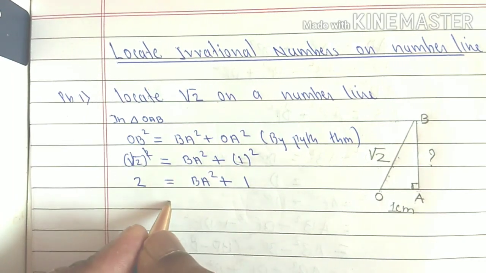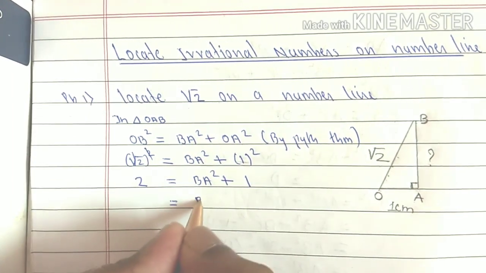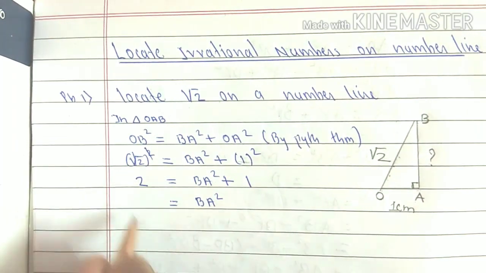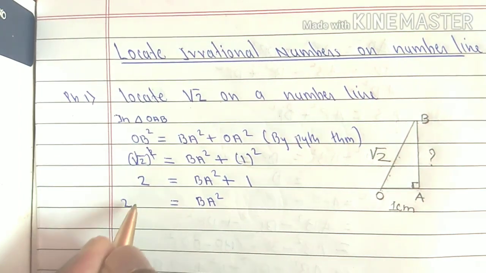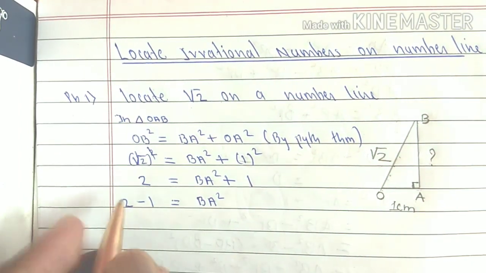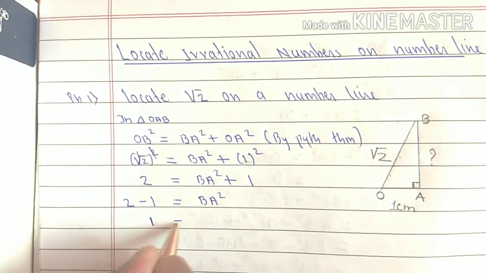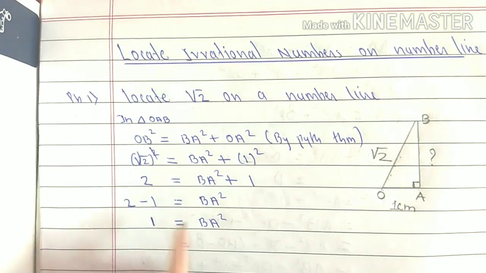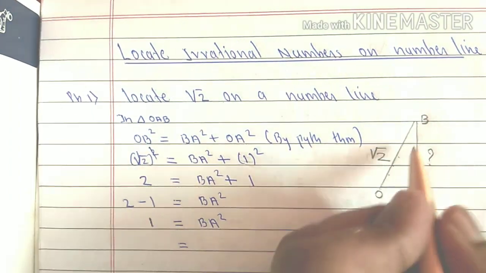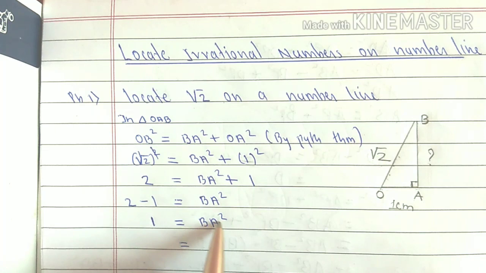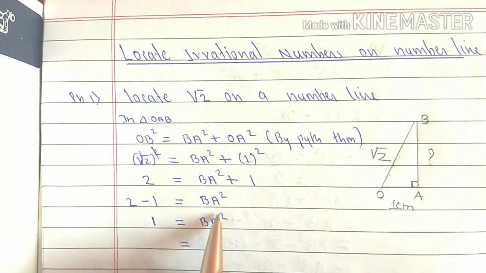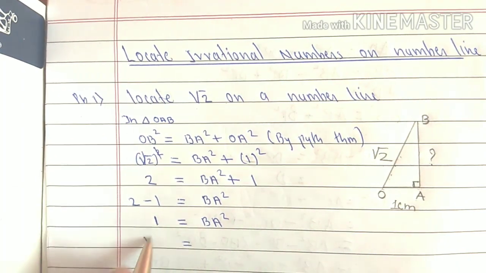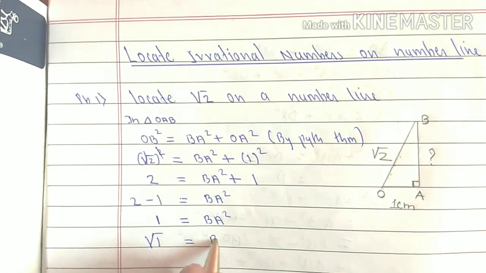So in order to get BA square, I have to transfer this plus 1 to the other side. So it will become 2 minus 1. So 2 minus 1 is 1, which is equal to BA square. I am not interested in BA square. I am interested in only BA. So I have to remove this square. In order to remove this, I have to put root sign on the other side. So root of 1 is equal to BA.